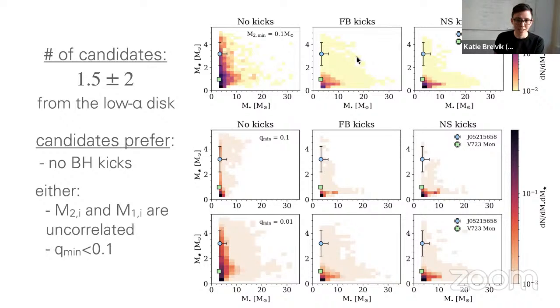The other thing is that if you have basically any natal kicks at all, we really can't reproduce these systems. So what we're finding is that black hole kicks are strongly ruled out from our models. And that is sort of in tension with what you would expect from predictions trying to match LIGO, Virgo, KAGRA, or X-ray binaries. So that's kind of fun.